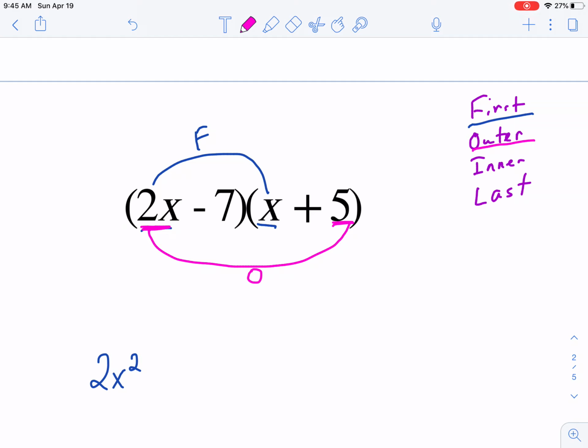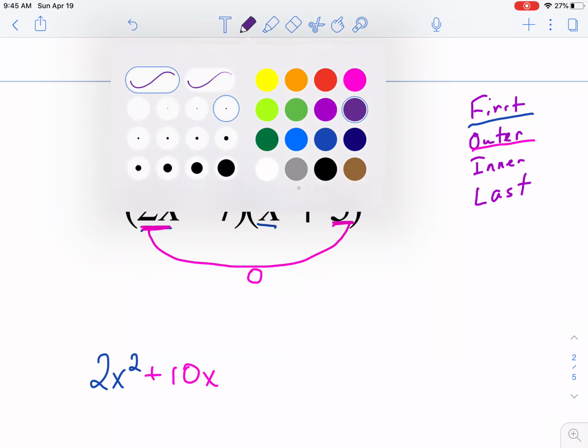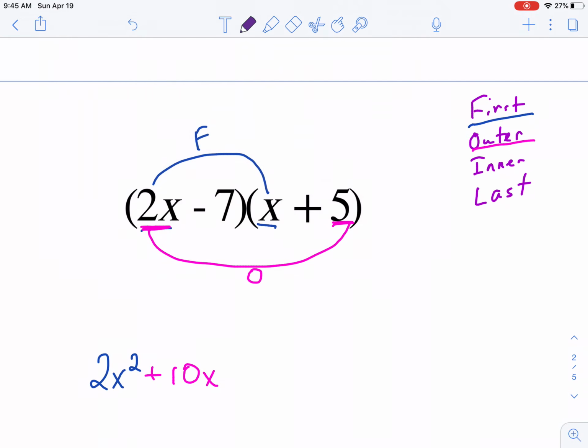And so I take 2x times 5, which is 10x. Then I multiply the inner terms. That's these ones here on the inside, negative 7 and x, which gives me negative 7x. Those are the inner terms. Put a little I there for inner.